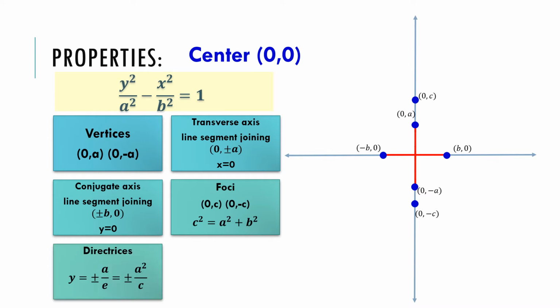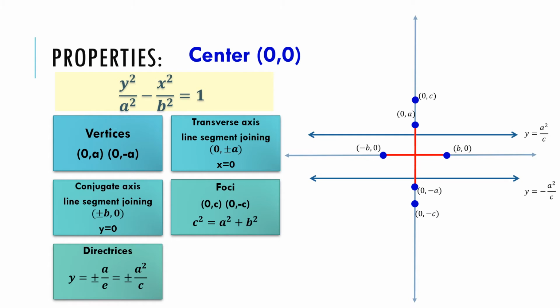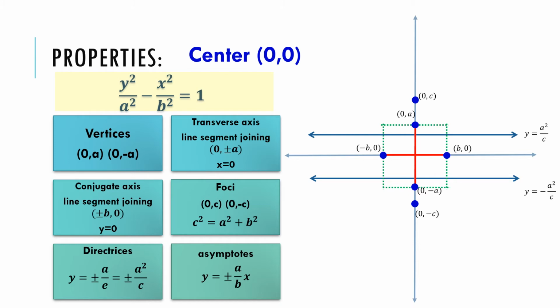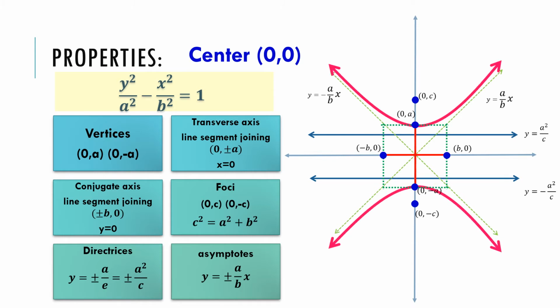Next, directrices. Ganun pa rin. Pero ang gagamitin natin ay y equals. So, naandito siya. And then, the asymptote is y equals a over b x. Ganun pa rin nun. Gagawa pa rin kayo ng box. And then, intersecting line. But, ang ating hyperbola now ay up and down. Yan. Ito. Okay?